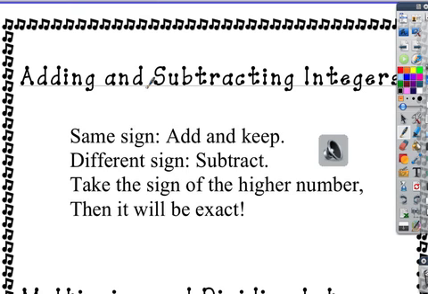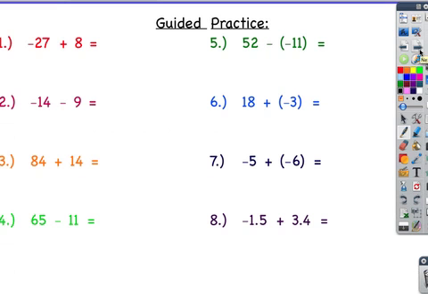Now you might be wondering, how is such a fun and awesome rap going to help me with adding and subtracting integers? Well, here's how it works. Number 1, we have negative 27 plus 8. Instead of looking at this as a plus, I look at it as positive 8. And these are 2 integers, negative 27 and positive 8.